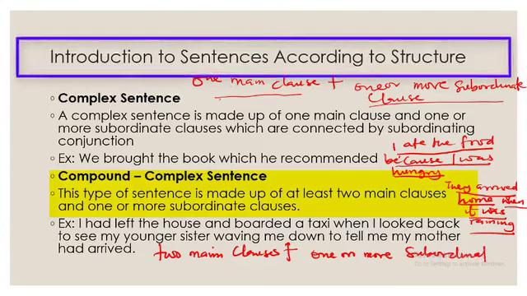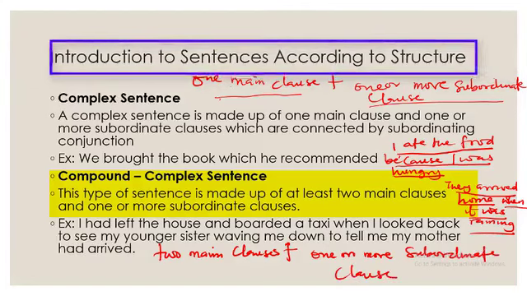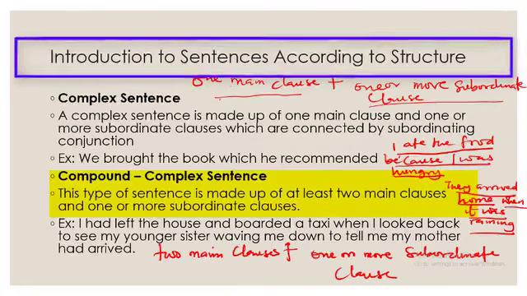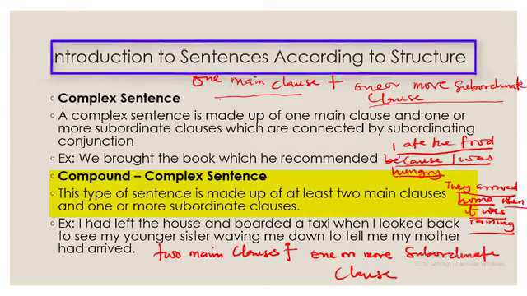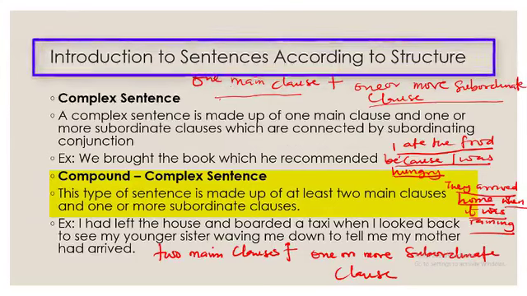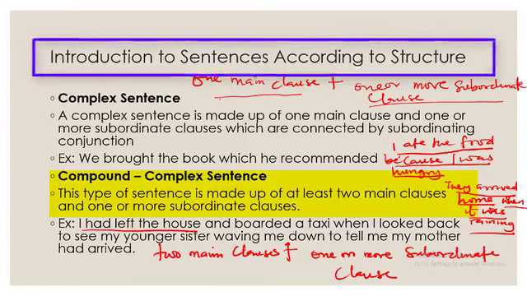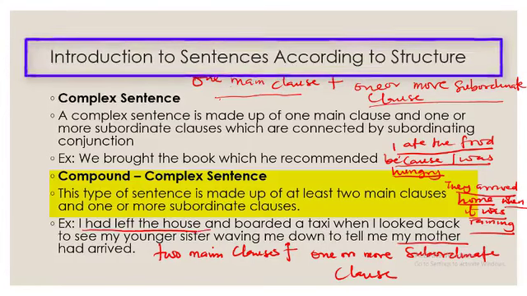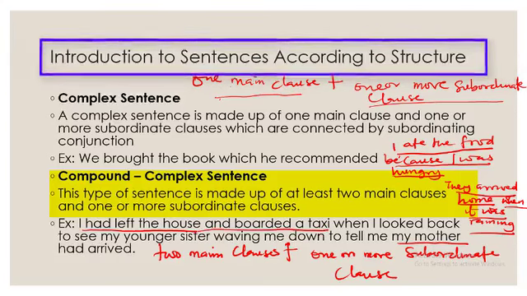That's what makes up a compound complex sentence. Okay, so we have an example. I left the house. I had left the what? House. That is the main clause. My mother had arrived. Or I left the house and boarded a taxi is what you call the main clause.